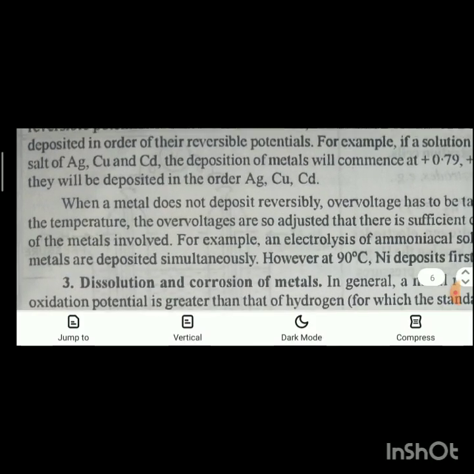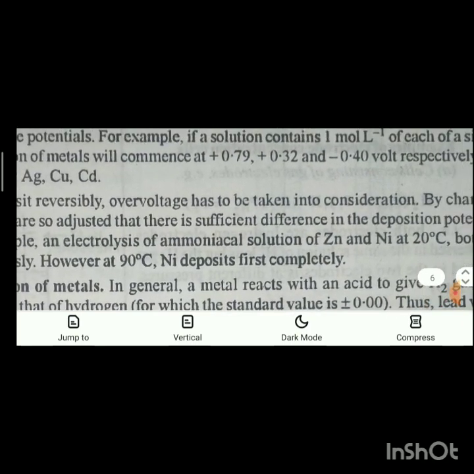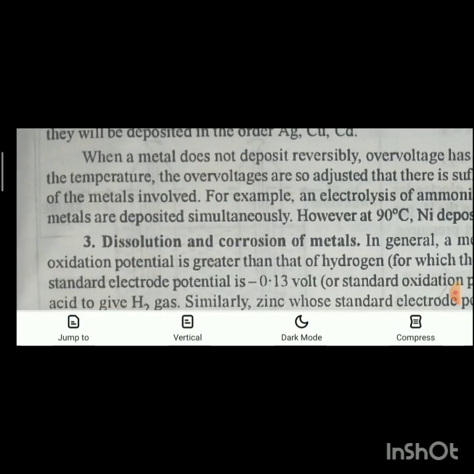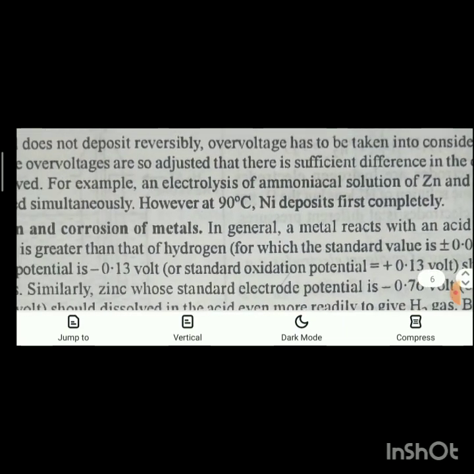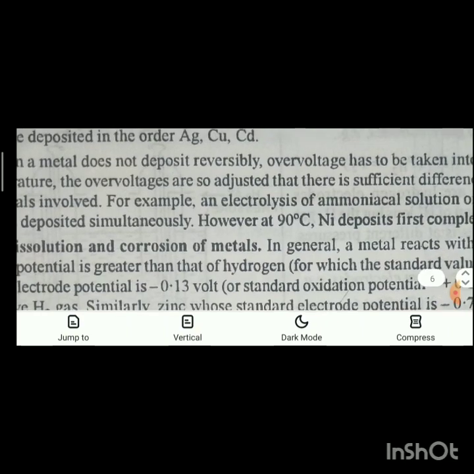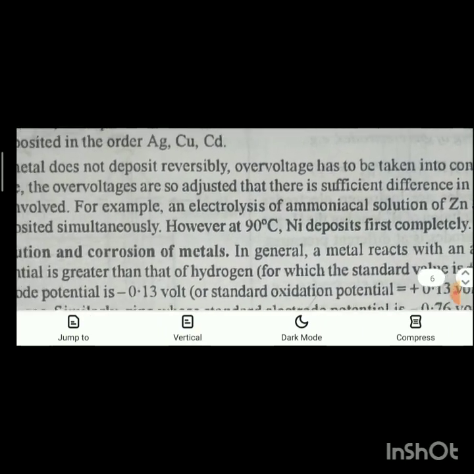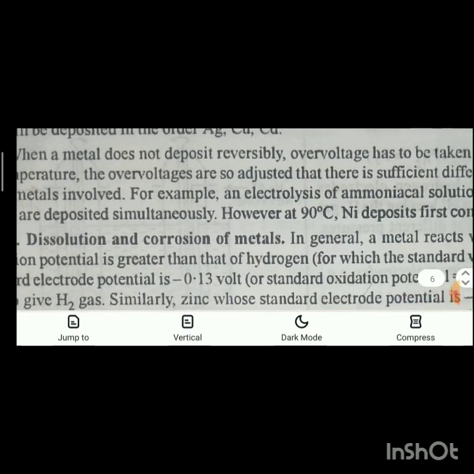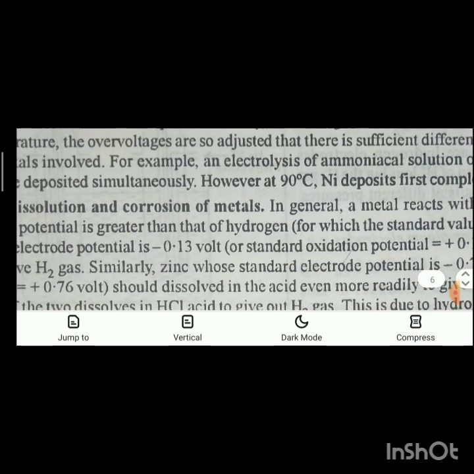When a metal does not deposit reversibly, overvoltage has to be taken into consideration. By changing the temperature, the overvoltages are so adjusted that there is sufficient difference in the deposition potentials of the metals involved. For example, in the electrolysis of an ammoniacal solution of zinc and nickel at 20 degrees Celsius, both the metals are deposited simultaneously. However, at 90 degrees Celsius, nickel deposits first completely.